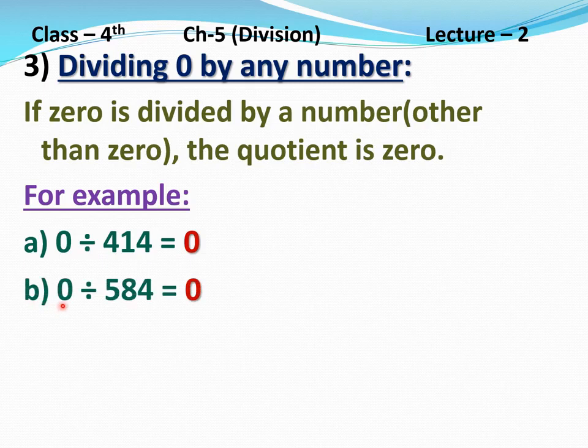B part 0 divided by 584 equals 0. C part 0 divided by 1684 equals 0. Clear?